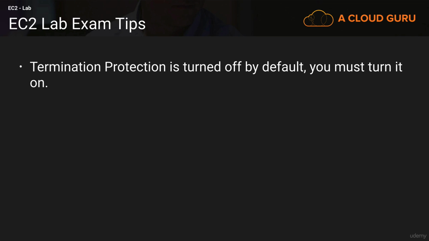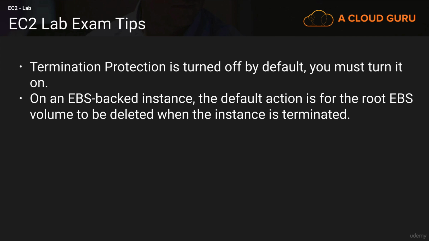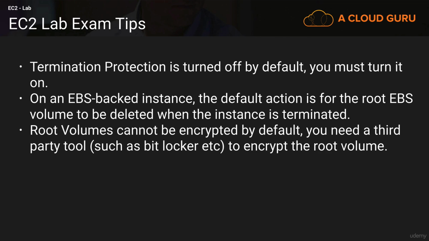Okay, so moving on to EC2, what did we learn in the labs? Well, we learned that termination protection is turned off by default. You must turn it on. On an EBS-backed instance, however, the default action for the root EBS volume is to be deleted when the instance is terminated. By that, we just mean the volume in which the operating system is installed. If you go in and terminate your EC2 instance, it is by default going to delete that root device volume. However, you can turn that off. So you could go in and terminate your EC2 instances, but still keep the volume in which the OS is installed.